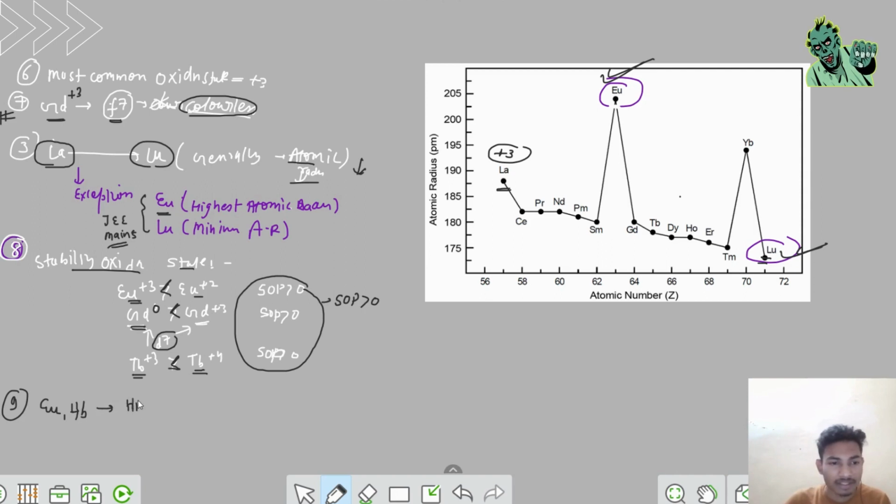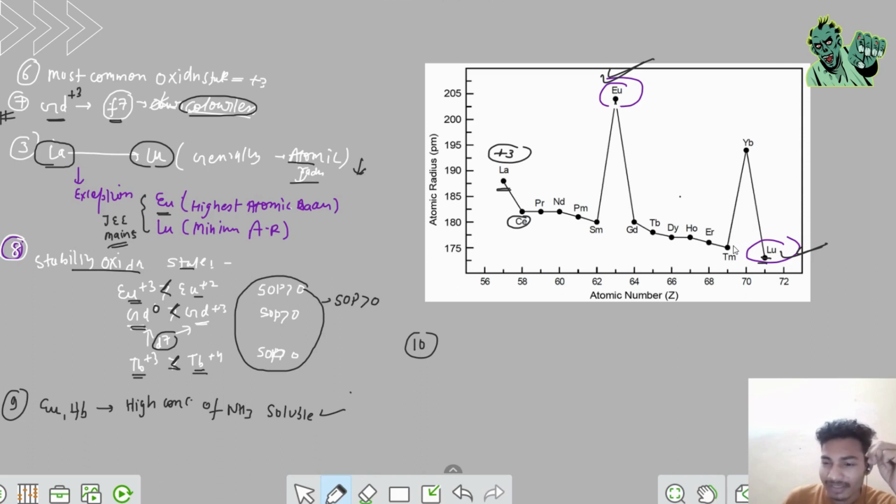Europium and ytterbium are soluble in a high concentration of ammonia. ठीक है, that is very important for that question, that is very interesting. We discussed that cerium plus 4, terbium and lutetium, only some three elements have diamagnetic nature in the respective cation.